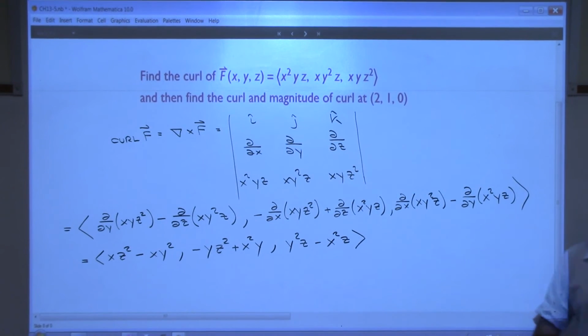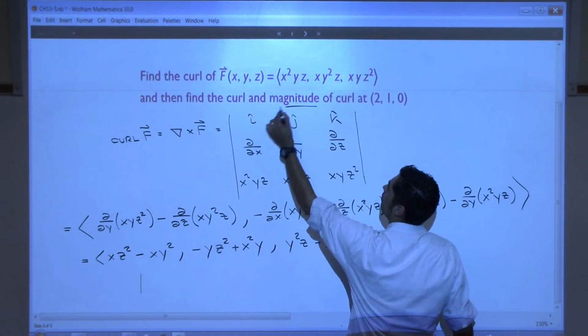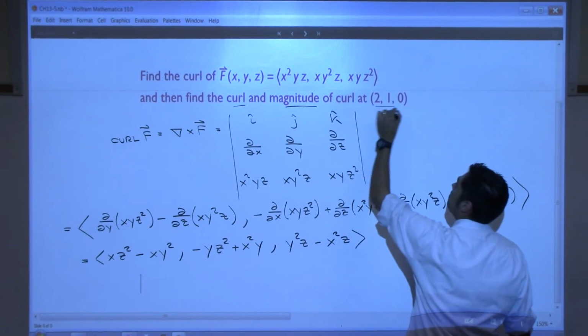Anybody get that? Yes? Okay, that's your curl. Now, what is the magnitude of the curl? Well, find the curl and its magnitude at a specific point.